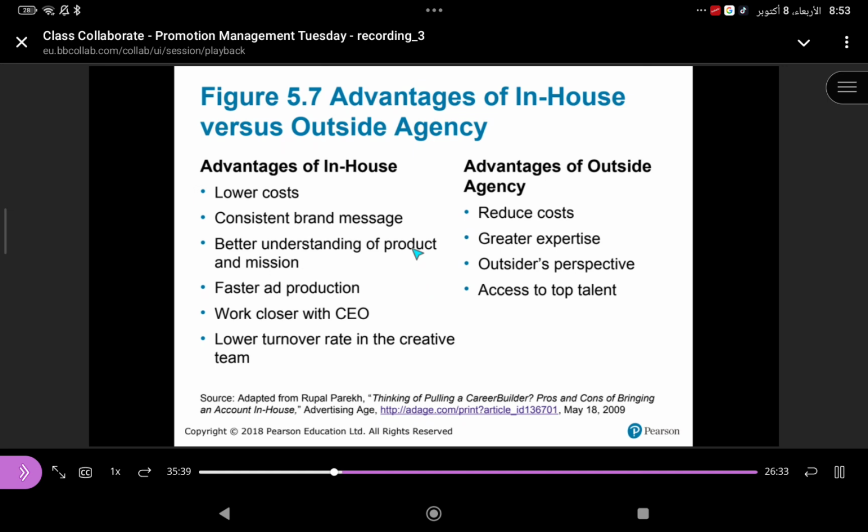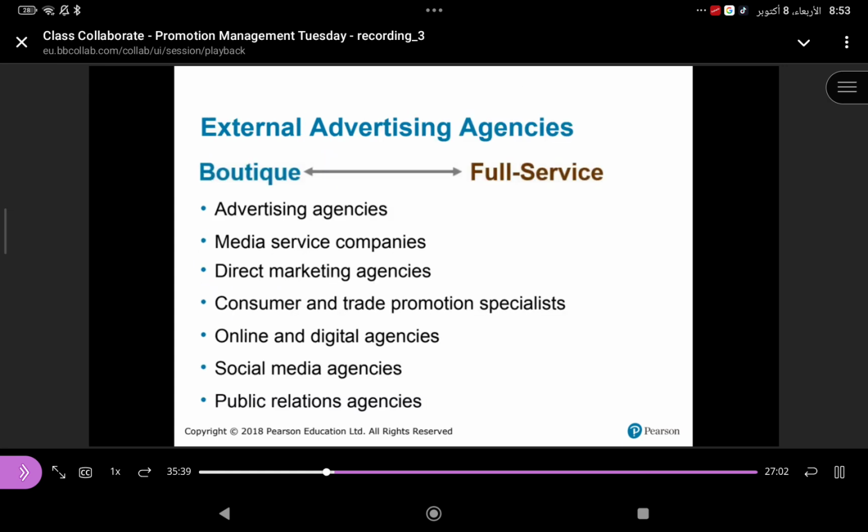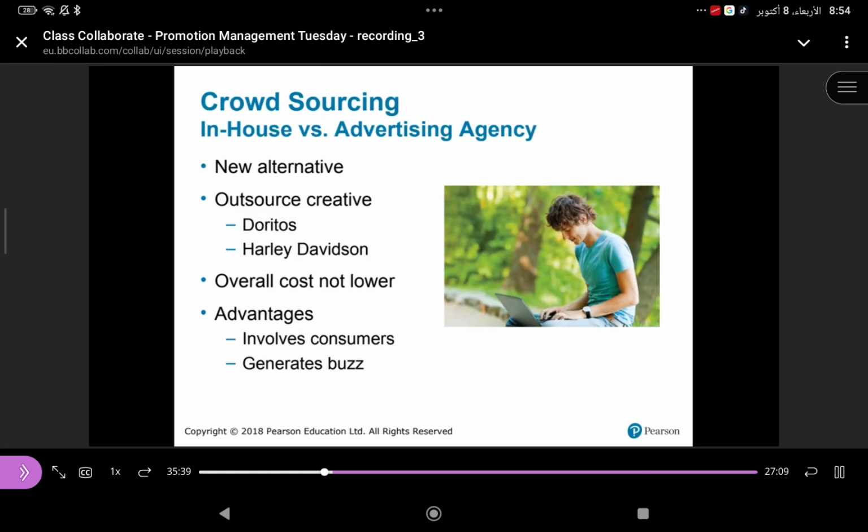When you talk about the advantages of outside agency, it may be related to reduction in cost and greater expert outsiders' perspective. You will get access to the top talent. These are just information. You can just have a look, read about it. External advertising agencies and media service. Just read. These are examples.